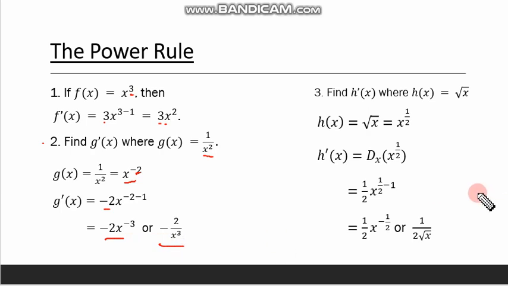And lastly, find h prime of x, where h of x is equal to the square root of x. This is a radical function, so we need to convert it into a power function before we could use the power rule. So the square root of x is equivalent to x raised to 1/2. So 1/2 is the exponent, so you will use it as your coefficient, 1/2 x, and then 1/2 minus 1 according to the power rule, so that's negative 1/2. So 1/2 x raised to negative 1/2 is equivalent to 1 over 2 square root of x.